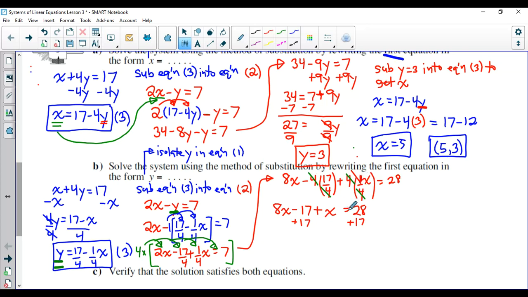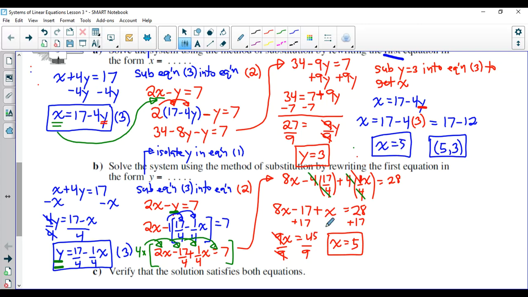All right, so we're going to add 17 to both sides of the equation, and then we're going to combine the x terms. So 8x plus x would be 9x. And then 28 plus 17 would be 45. And then to solve for x, we just divide both sides of the equation by 9. This tells me that x would be equal to 45 divided by 9, which is going to be 5, which is the same x value that we got above here.